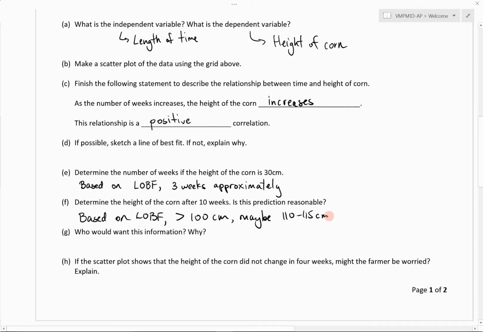Okay, but is this reasonable? Yeah, we can say it might be reasonable. Yes. Okay, but at some point the corn will stop growing. So it's yes, but at some point corn stops growing.